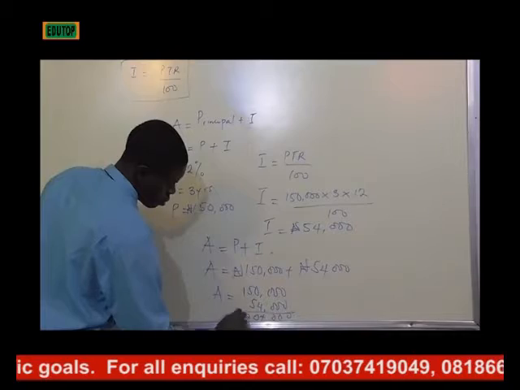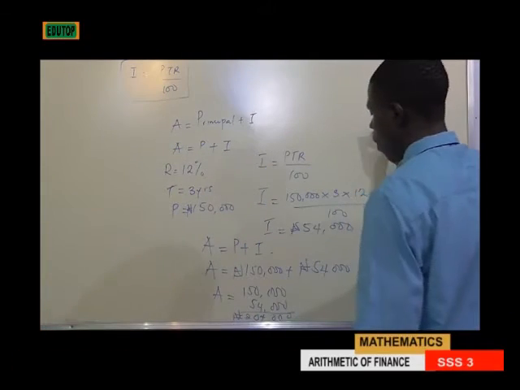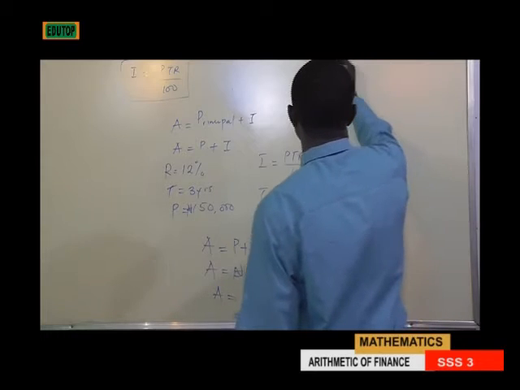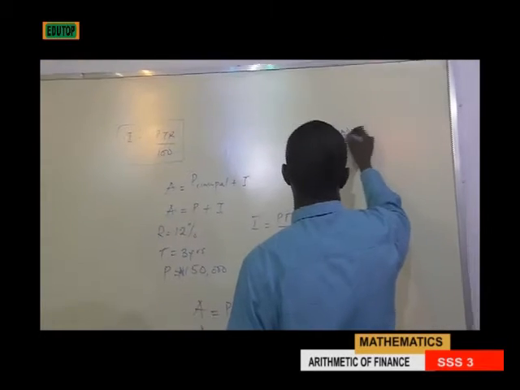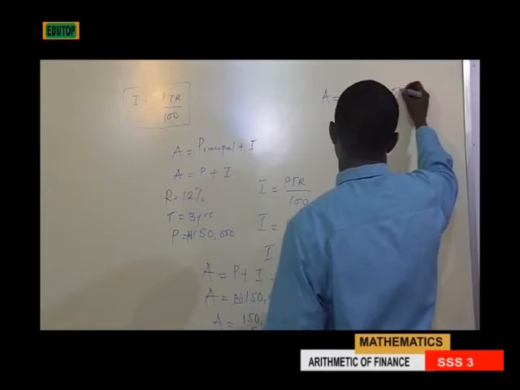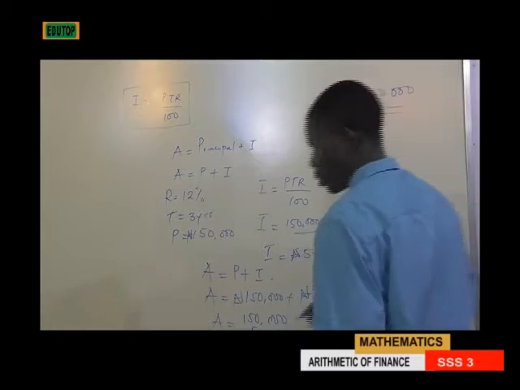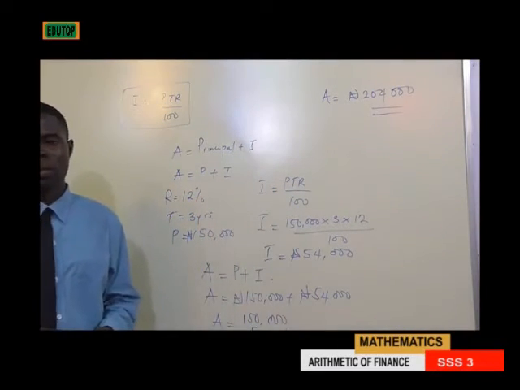402. So automatically our amount will definitely be equal to 204,000. So that answered the question number 1, which is the example 1.